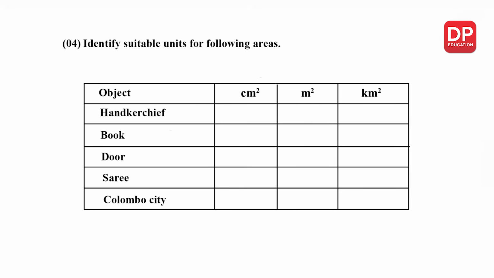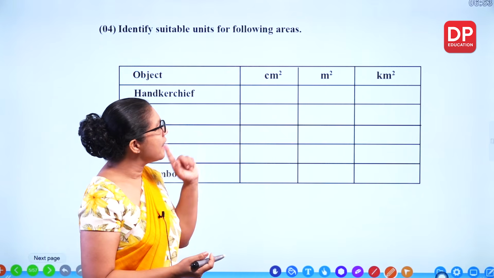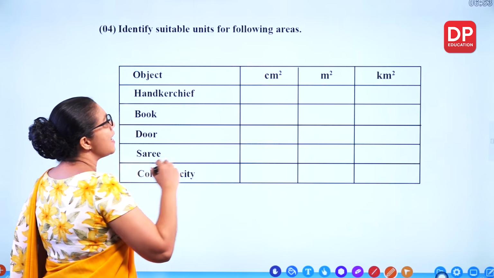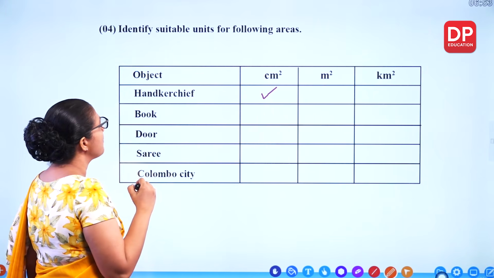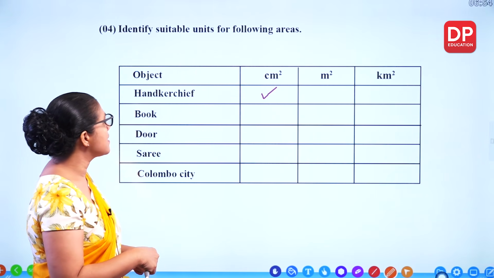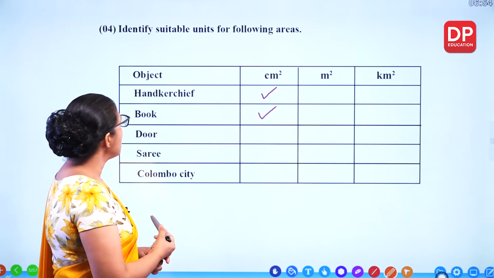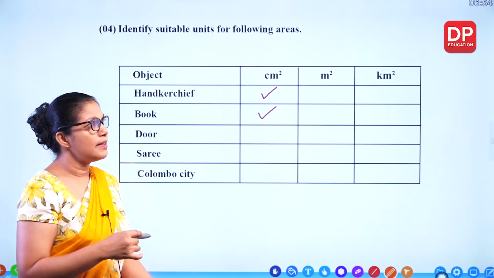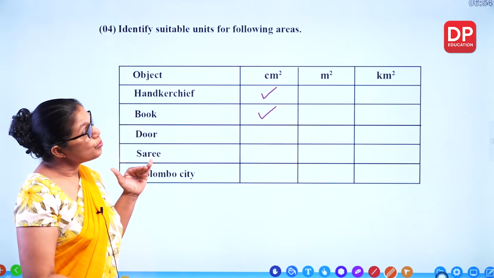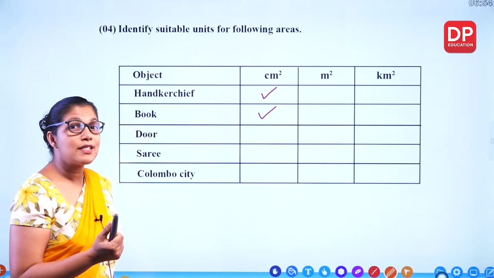Identify suitable measurement units for the following areas. Handkerchief. What do you think? What's the suitable measurement? It's a small one, so we can say the area is in square centimeters. Book. A book is also a small one. You can measure with centimeters, so the area can be square centimeters. What about a door? A door is a little bit bigger than a book, so you need meters. When you measure lengths with meters, what's the area?